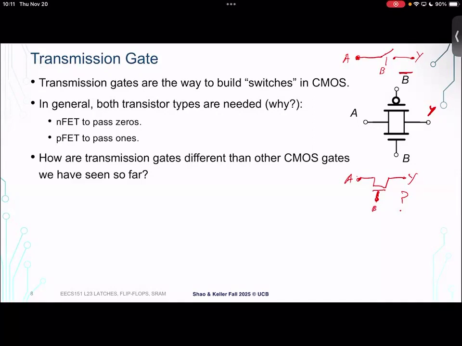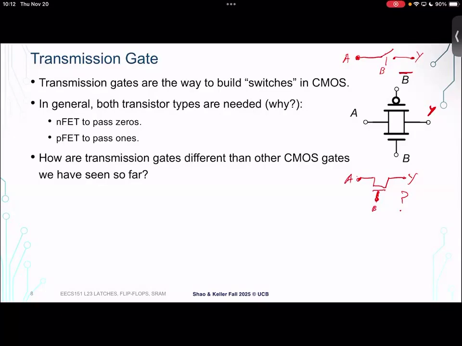So if we only had a pass gate, if A was 0, Y would be 0, no problem. But if A were 1, Y would never get to VDD. The closest it would get is VDD minus VT of the NMOS, which is typically several hundred millivolts off, right? That's very undesirable to have that much voltage drop in your switch that's ostensibly just passing the input to the output.